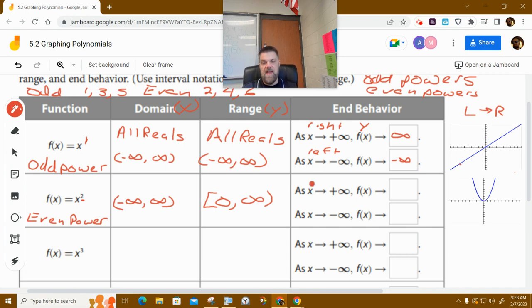Right? So as we read this graph to the right, my y value approaches what? Yeah, positive infinity. As x approaches negative infinity, in other words, as we go to the left, my y value also approaches positive infinity. So this one starts on the bottom and goes out the top. This one starts on the top and goes out the top.